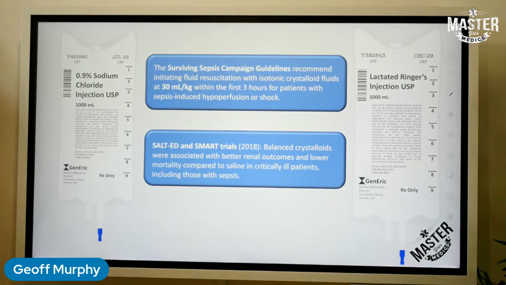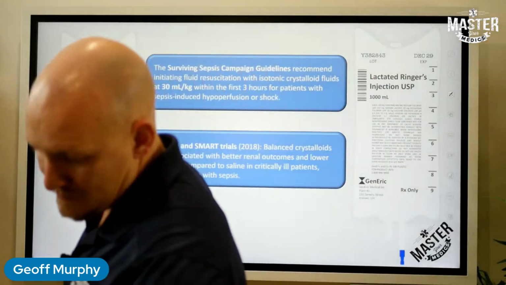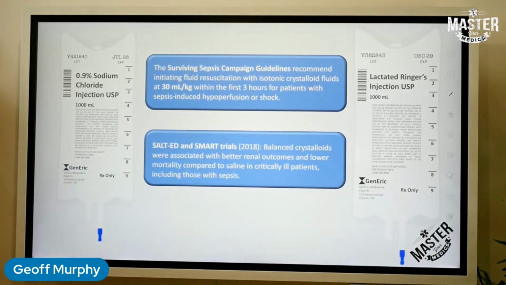What's better for these patients? What would you rather? If you had the choice between the two, which one would you use? Paul's thinking lactated ringers. Bo's thinking lactated ringers. Well, I would tend to agree with you.